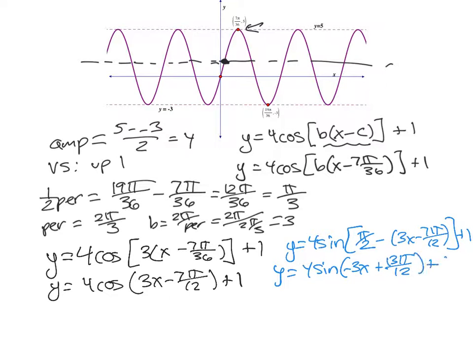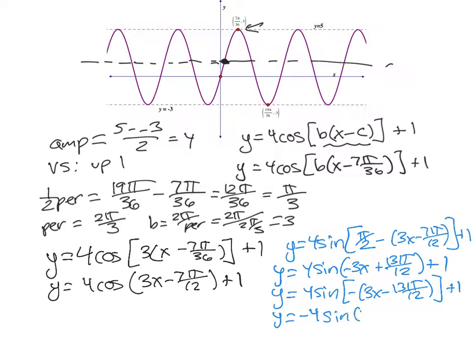As I mentioned before, the convention is to have the coefficient of x be positive. So we're going to factor out a negative, and that's going to be 3x minus 13 pi over 12, plus 1. Remember, sine of a negative angle is equal to negative sine of the angle. So negative 4 sine 3x minus 13 pi over 12, plus 1. So we've got our cosine function and our sine function that represent the graph.